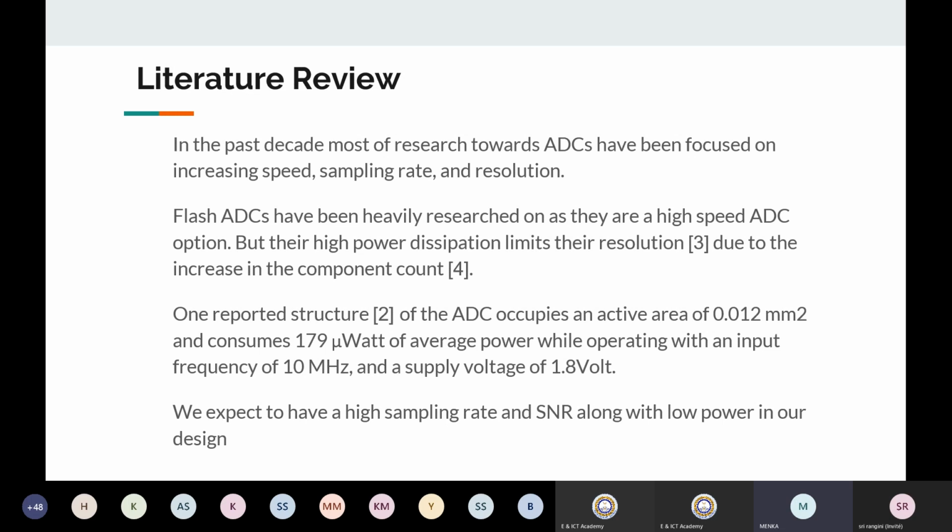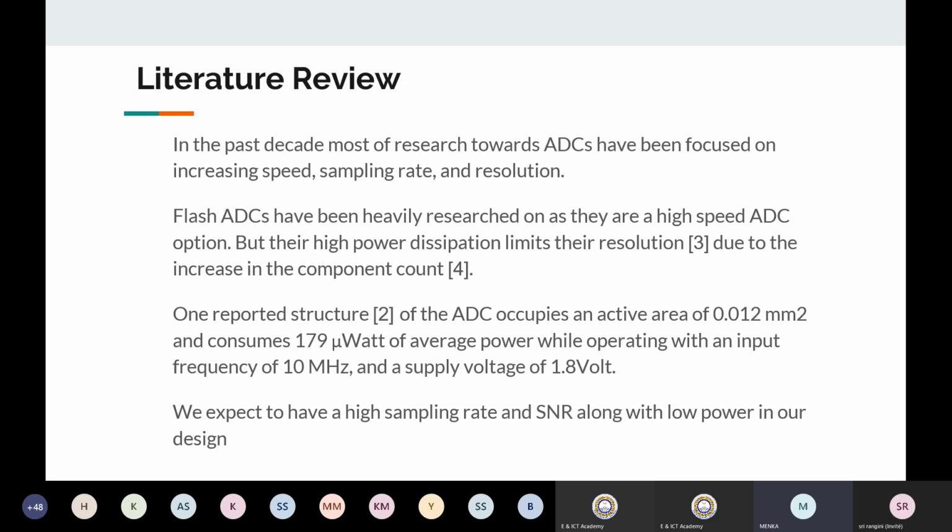Okay, slide number 3 is the literature survey. So the literature survey I am going to skip since the students have done it. Here you just need to concentrate on this. Someone has reported the area 0.012 and the average power consumption of 179 microwatts, and it was working at a 1.8 volt power supply.